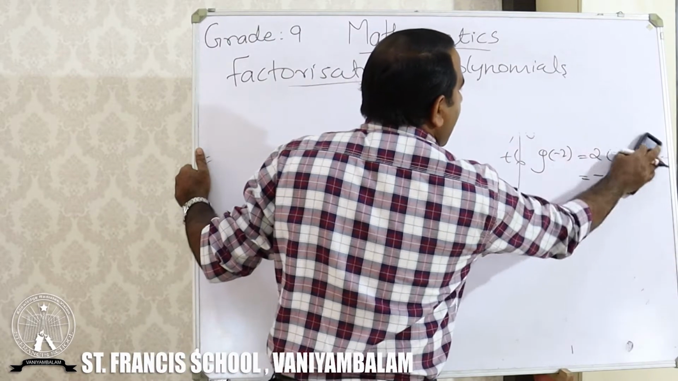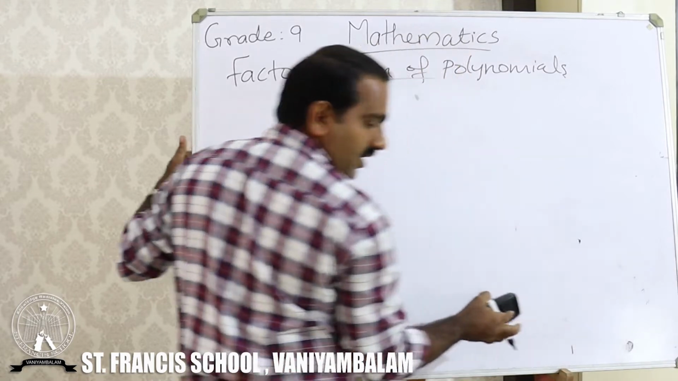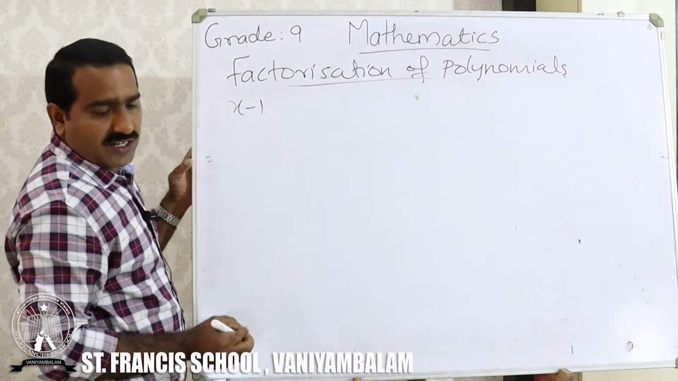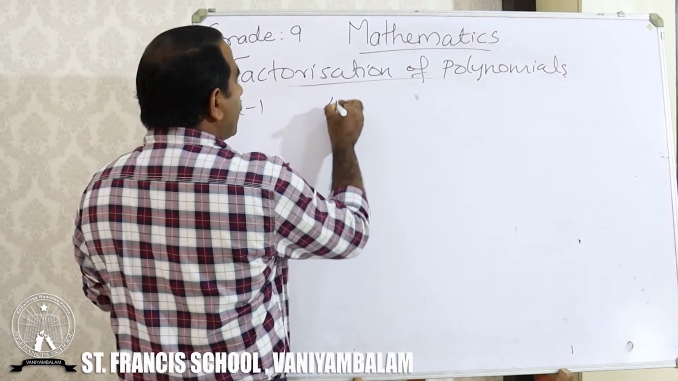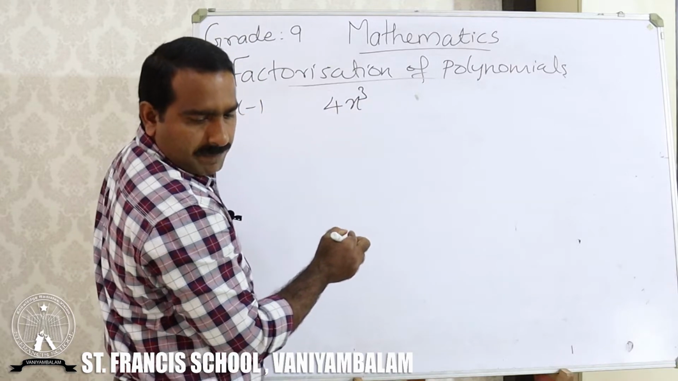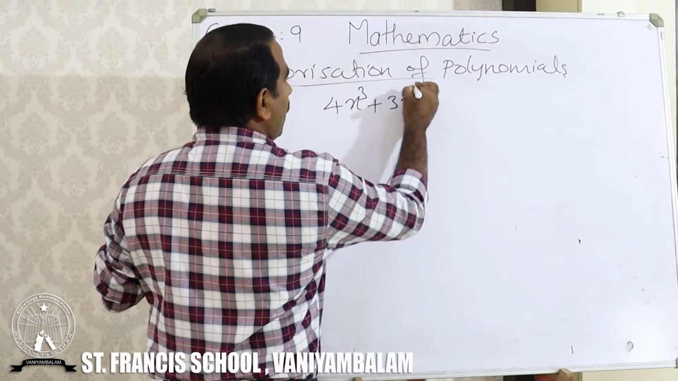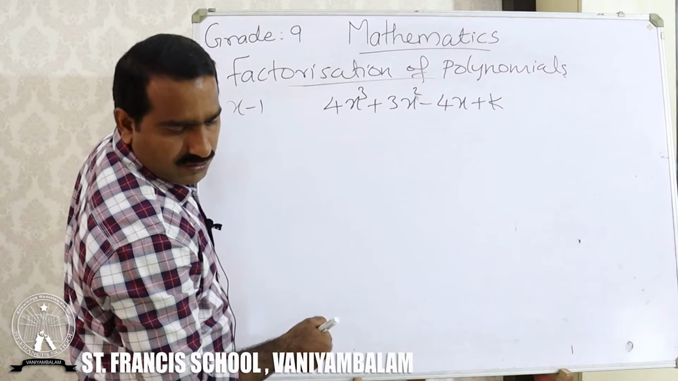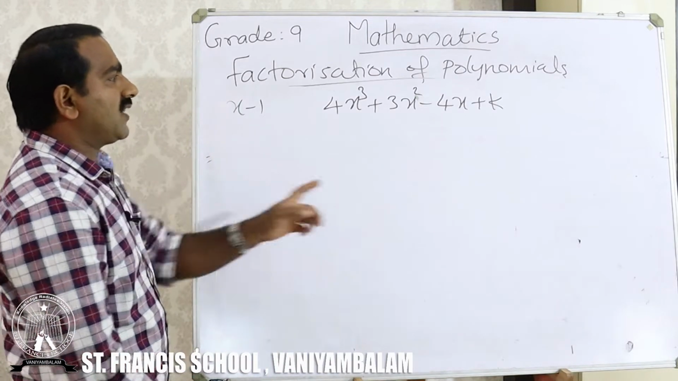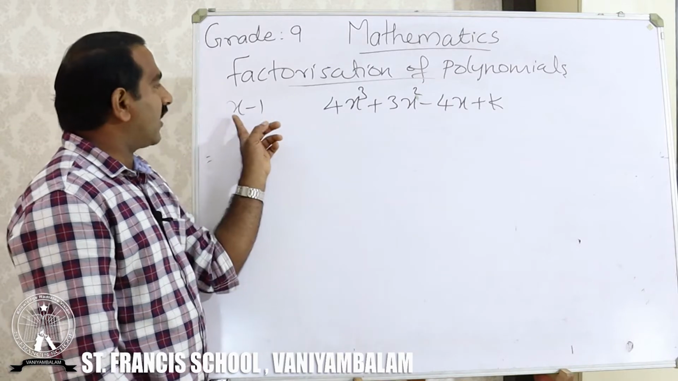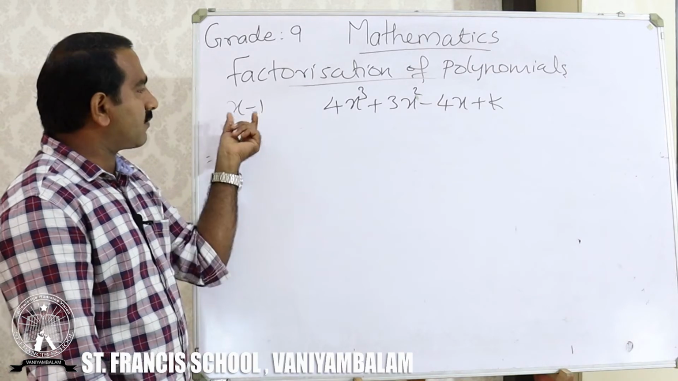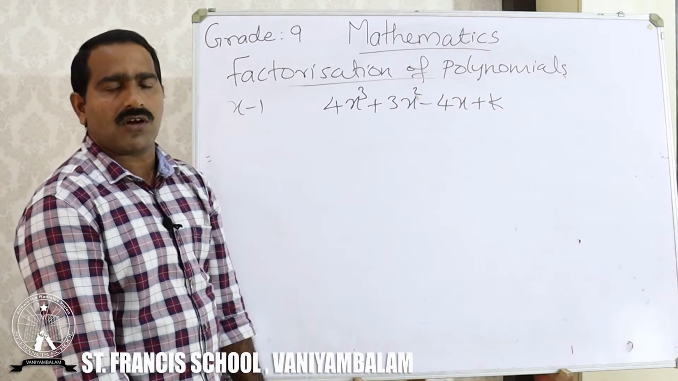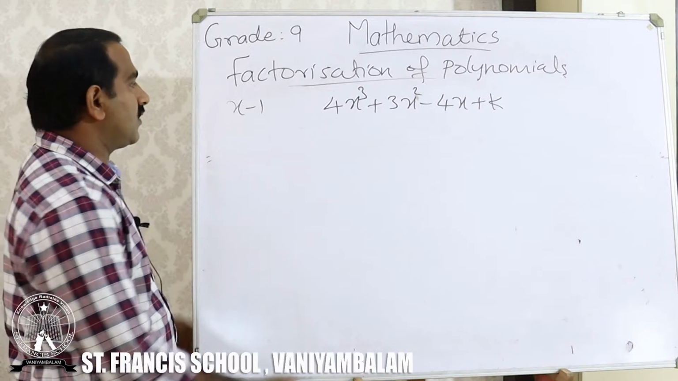We are going to find the value of k. Find the value of k if x minus 1 is a factor of 4x cube plus 3x square minus 4x plus k. We are going to find the value of k, and given that x minus 1 is a factor. How to find this one? Okay, let us see its solution.